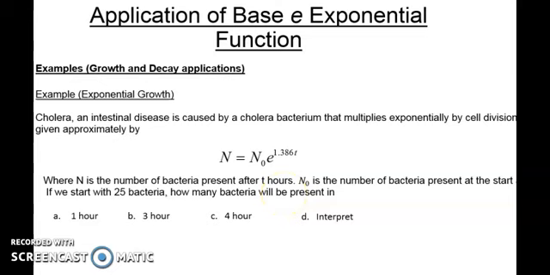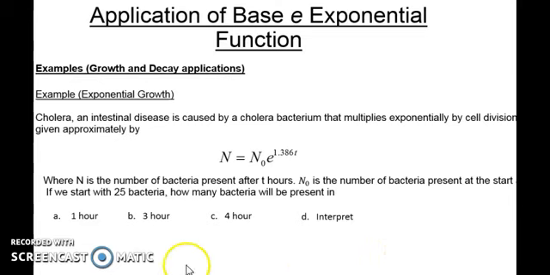I'll be explaining the growth and decay application using this example. It's given in your book. This example represents the exponential growth. Cholera, an intestinal disease, is caused by a cholera bacterium that multiplies exponentially by cell division, as given approximately by n equals n0 e to the power 1.386 times t, where n is the number of bacteria present after t hours, n0 is the number of bacteria present at the start at time equals 0.